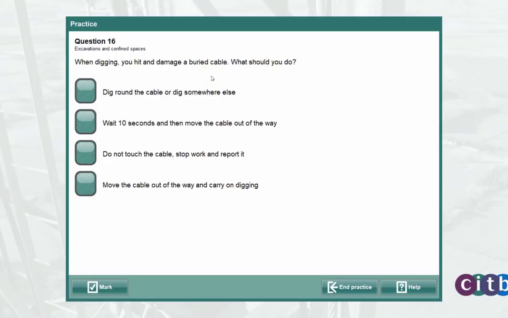When digging, you hit and damage a buried cable. What should you do? Dig round the cable or dig somewhere else. Wait 10 seconds and then move the cable out of the way. Do not touch the cable, stop work and report it. Move the cable out of the way and carry on digging.